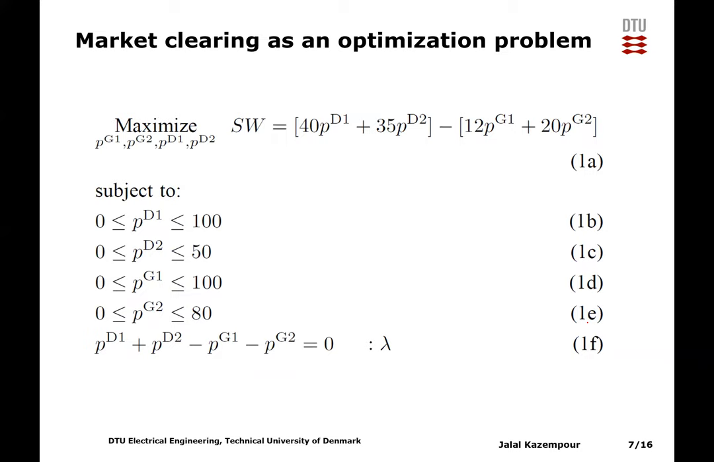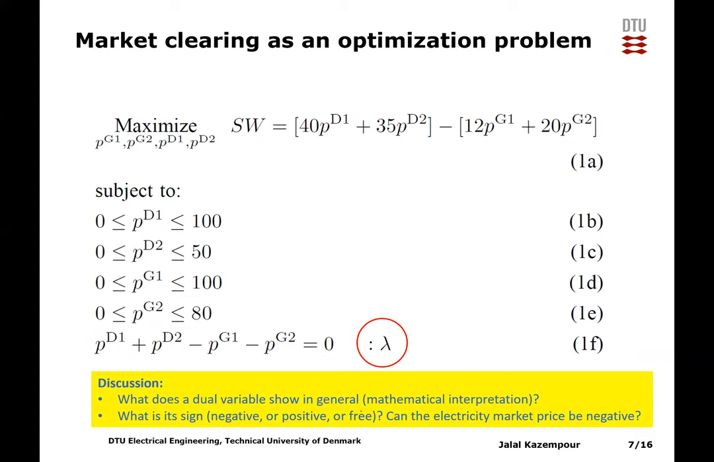So this is our optimization problem. Lambda is our dual variable, which gives us the price. We talked about the mathematical interpretation of the dual variable. Also, we talked about the signs. Lambda is a dual variable of an equality constraint. By design, it can be positive, it can be negative. So lambda is a free variable.